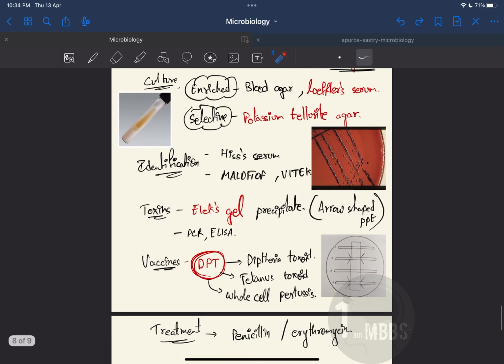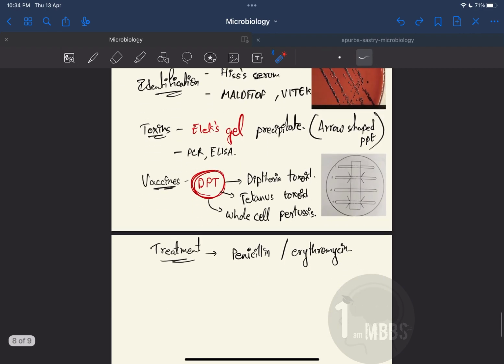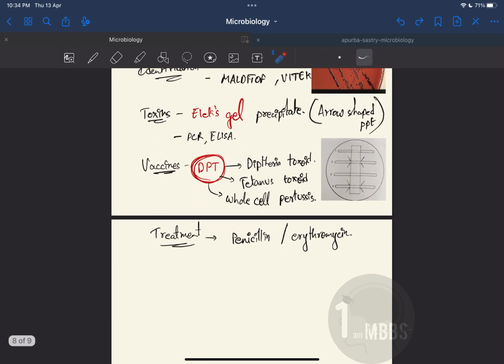And vaccination, DPT vaccine. The DPT vaccine is very important, which comes under the pentavalent vaccine. DPT represents diphtheria toxoid, whole cell pertussis, and tetanus toxoid: D, P, and T. Treatment: you can give penicillins or erythromycin.